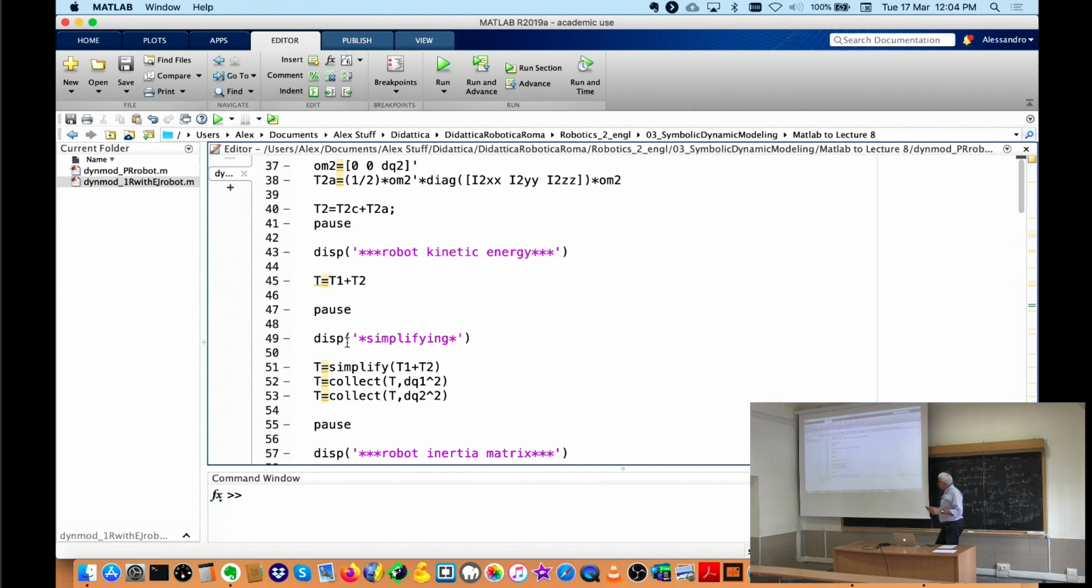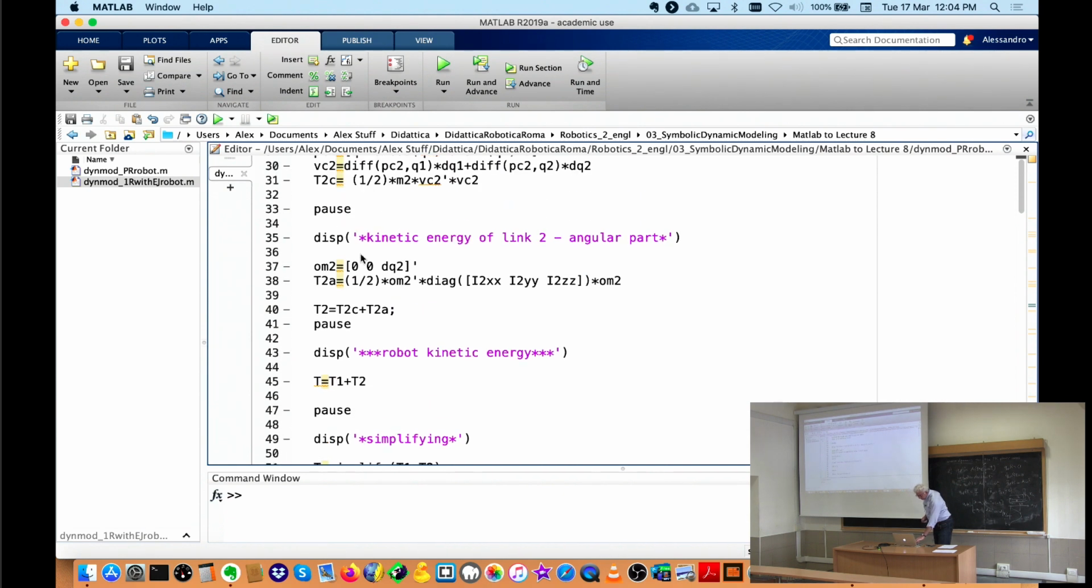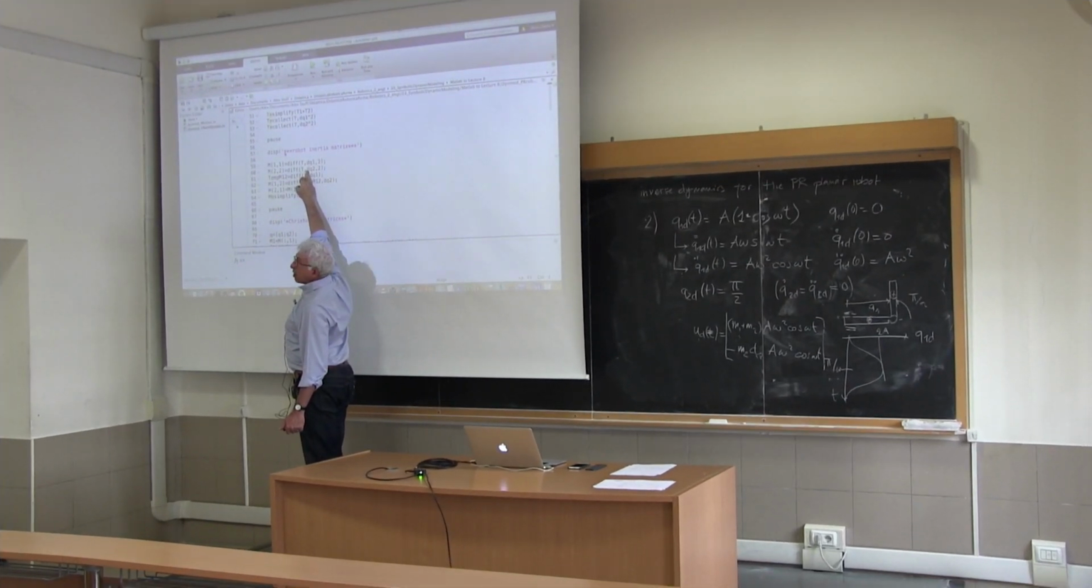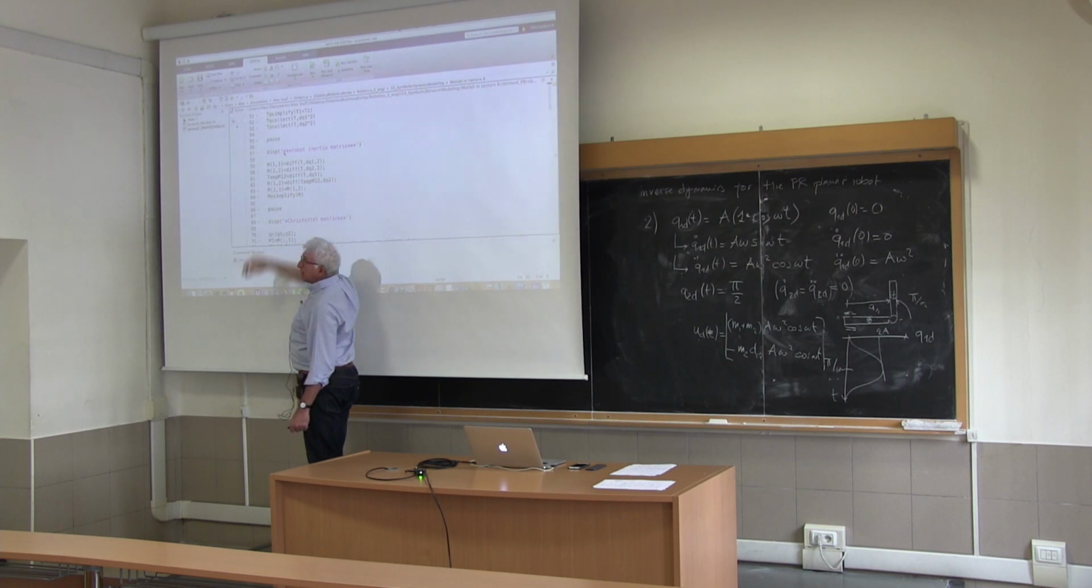Otherwise, you will tend to have longer expression. From there, we extract the robot inertia matrix, and this is quite important. How do we do this? We extract the element 1,1 from the total kinetic energy by doing twice the derivative with respect to Q1 dot, because this will be the factor multiplying the square of the velocity of joint 1. Same thing for the second one. Pay attention. The factor 1/2 will disappear automatically in this differentiation, so you don't have to care for that.